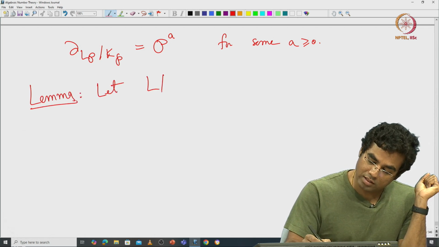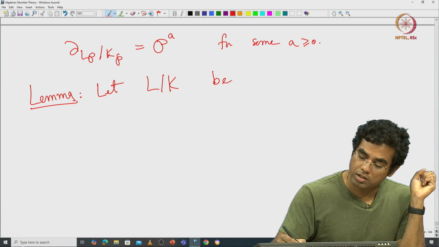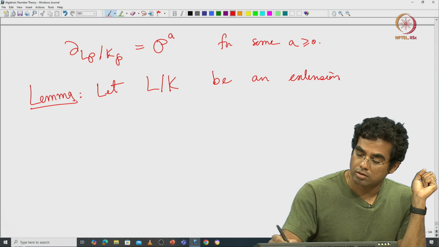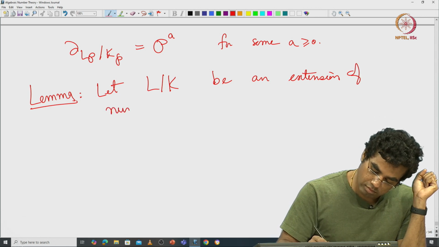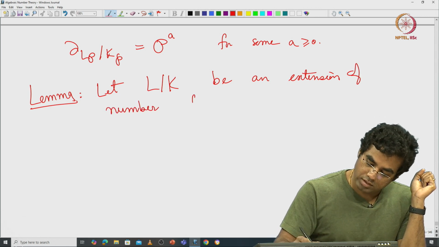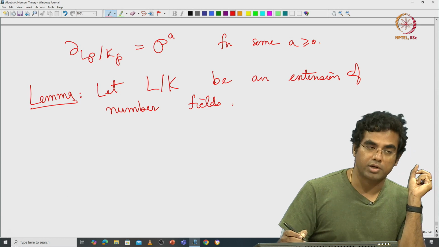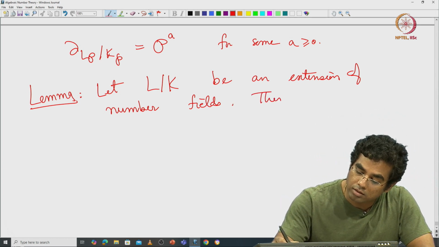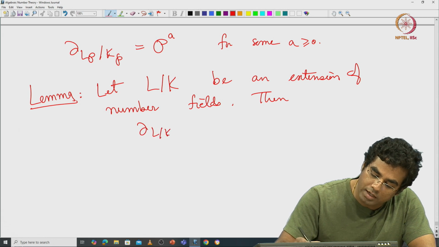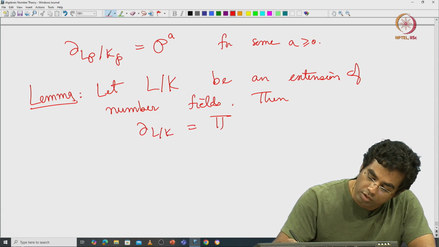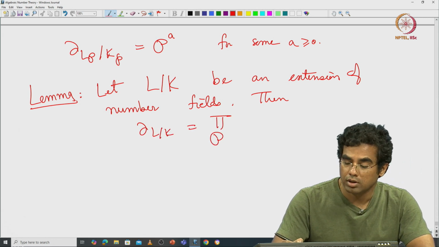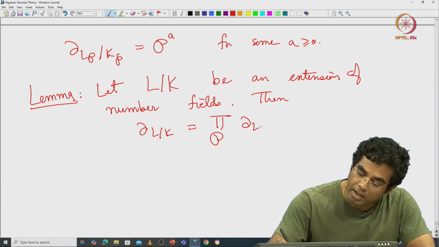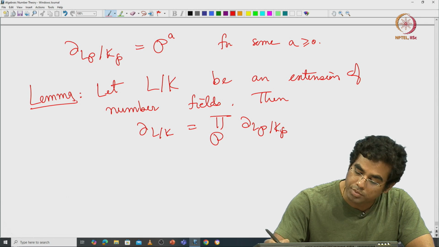Let L over K be an extension of number fields. This is a nice lemma, but it is kind of subtle, so let us spend some time on this. Then if I take the different from L to K, this is the product over all primes P of the different from L_P to K_p.